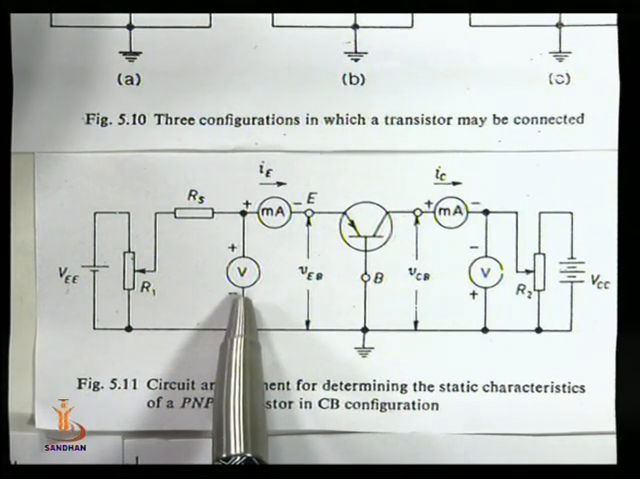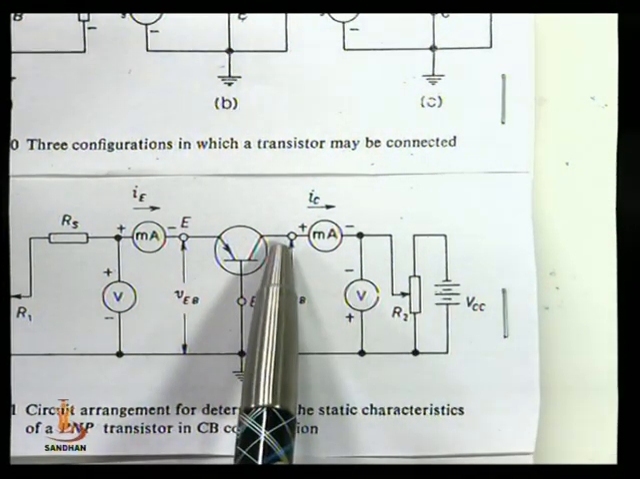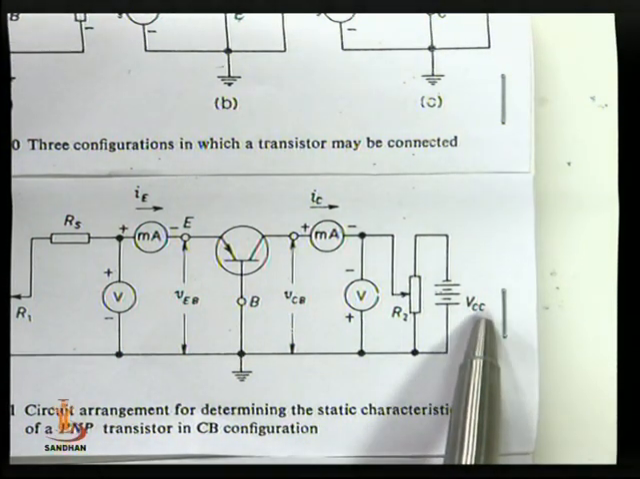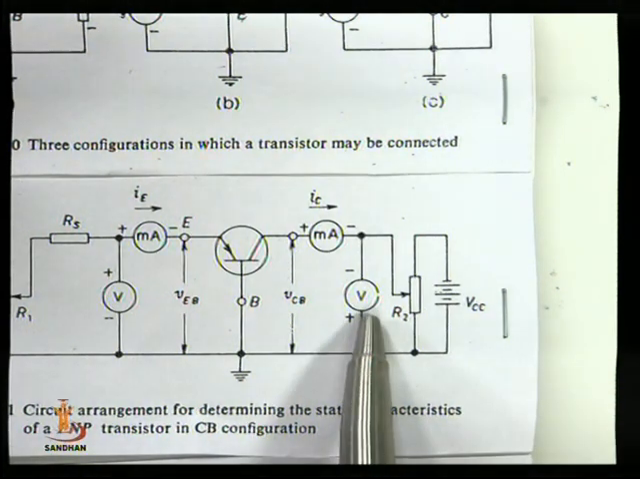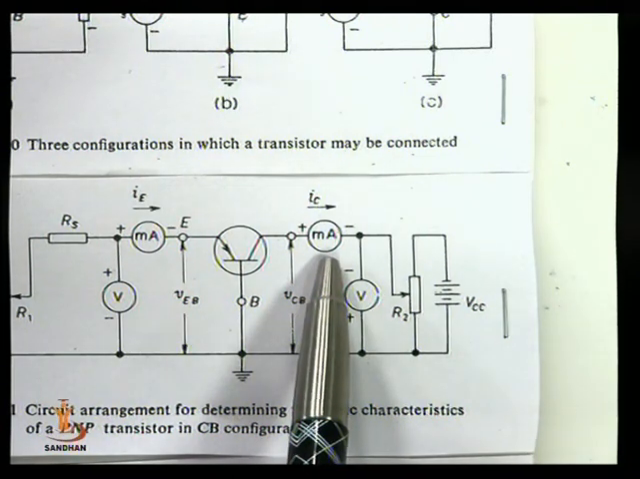this emitter base junction. The potential developed across the collector is adjusted with the help of R2 and it is obtained from the VCC. The potential developed can be measured with the help of this voltmeter, and we have the milliampere meter to measure the collector current flowing in the circuit.